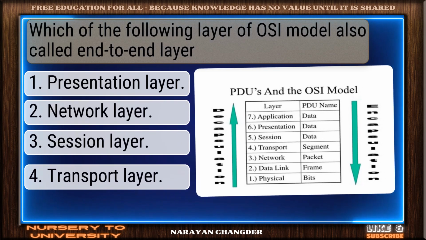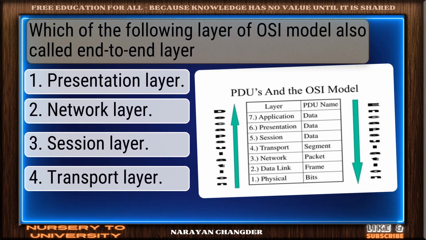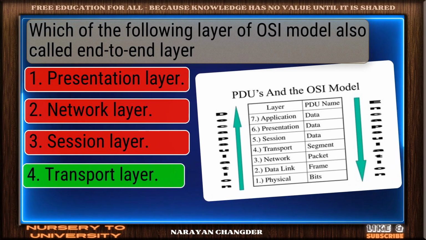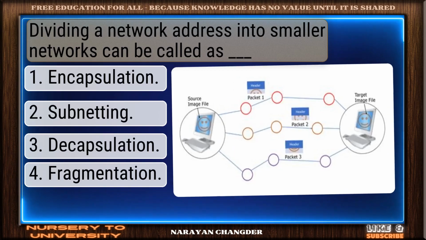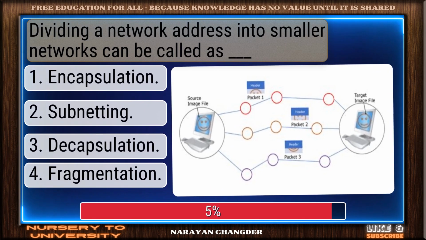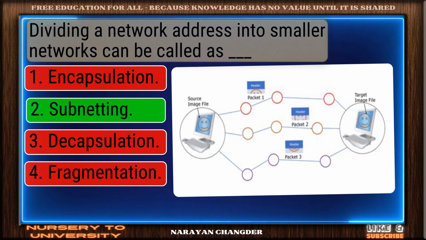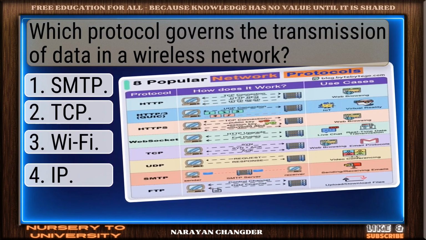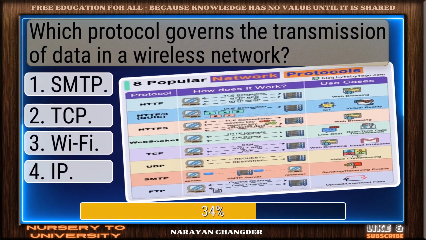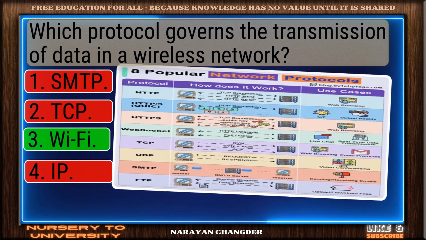Which of the following layer of OC model, also called end-to-end layer? On track. Transport layer is correct. Dividing a network address into smaller networks can be called as dash. Nicely done. Subnetting is solid. Which protocol governs the transmission of data in a wireless network? Great job. Wi-Fi is accurate.